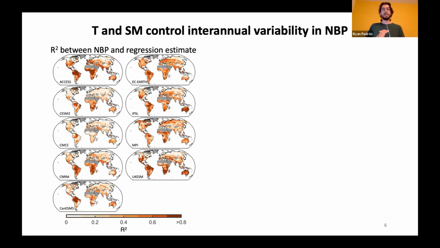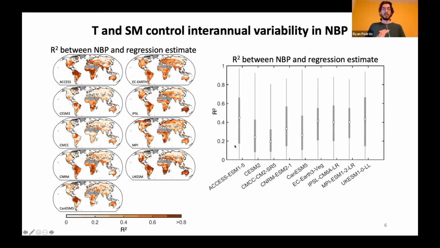Now, these next maps show the R-square between the interannual variability in MVP time series and the regression estimate using both temperature and soil moisture. These plots to the right here are a summary of these maps and basically show the distribution of the R-square values. And we can see already that both temperature and soil moisture can help explain quite a bit of the interannual variability in MVP.